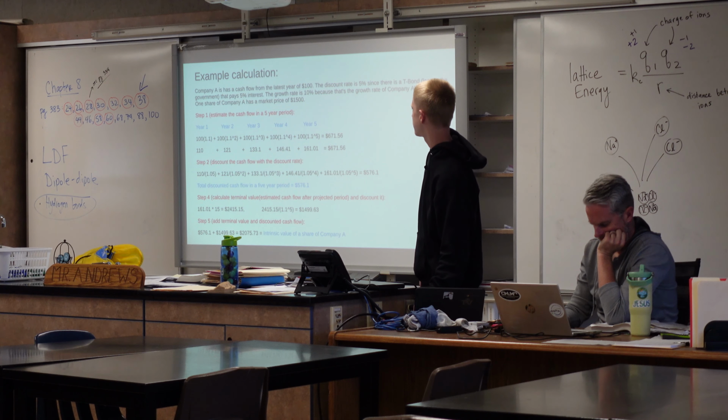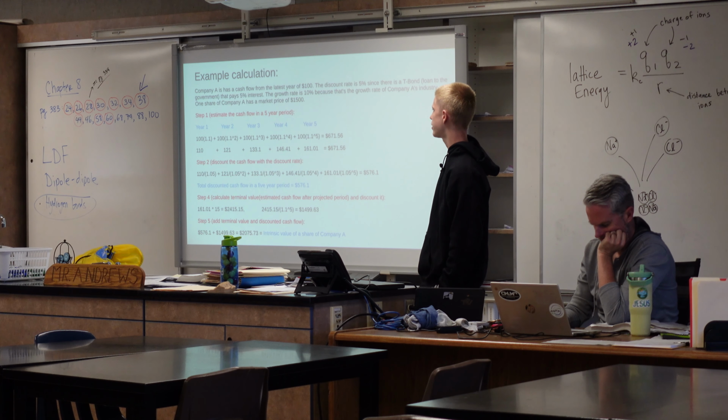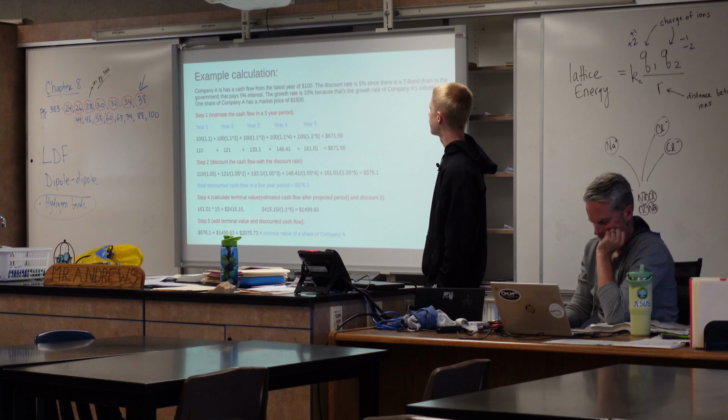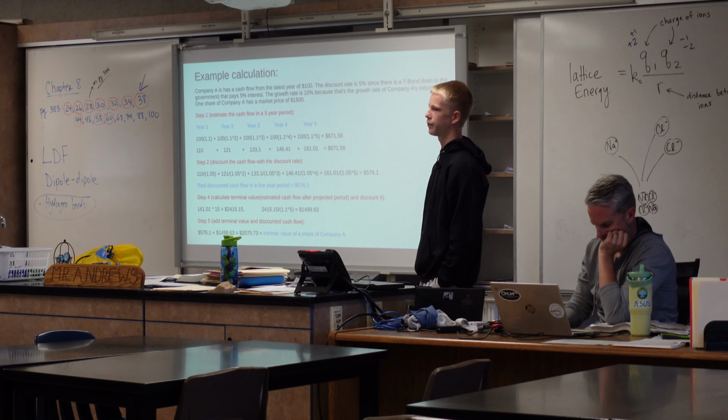So now we can get into a practice calculation. Let's say there's a company that has a cash flow from the latest year of $100 per share. And the discount rate is going to be 5%, since there is a T-bond, which is the loan to the government that pays 5% interest. And the growth rate is 10%, because that's the growth rate of Company A's industry. And one share of Company A has a market price of $1,500.